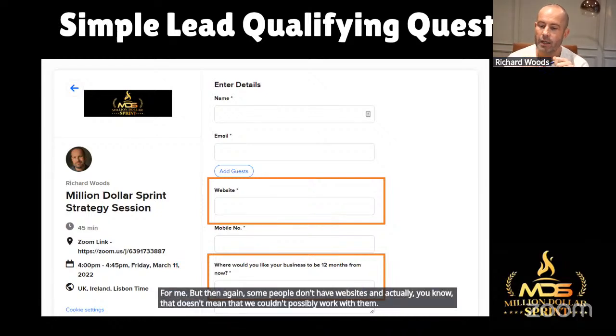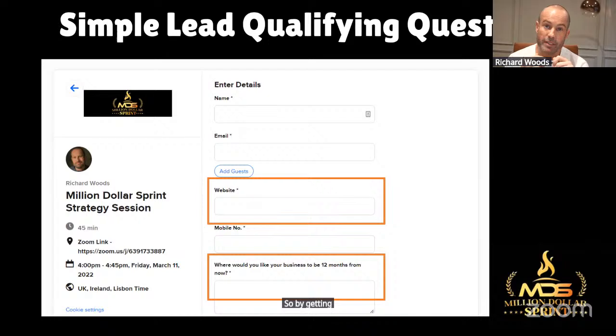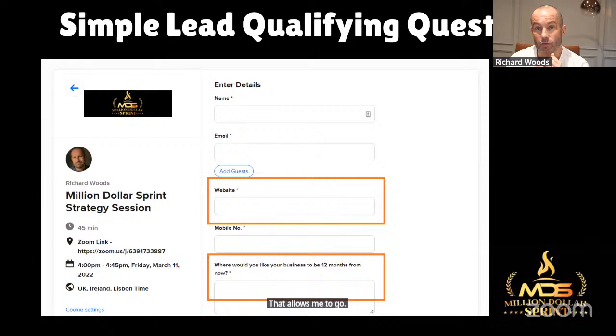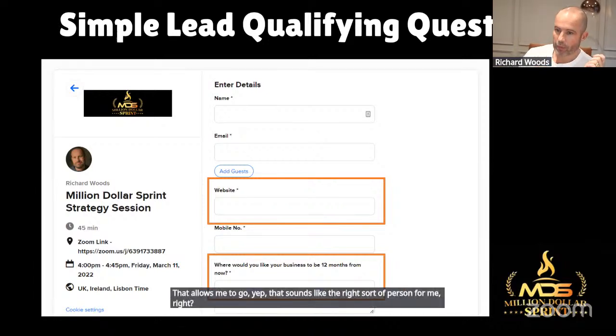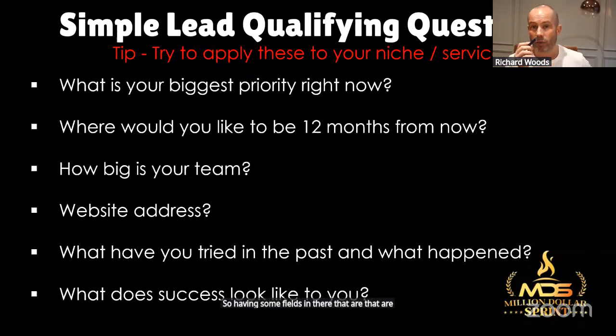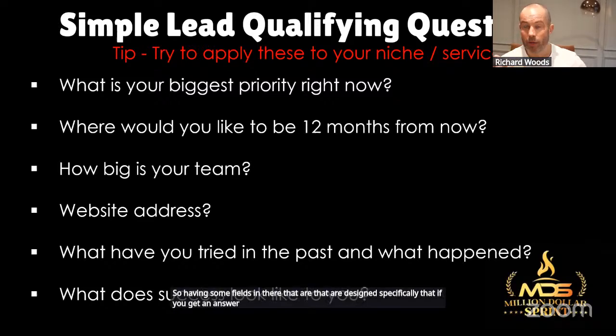So by getting an understanding of where they'd like their business to be 12 months from now, that gives me a really great understanding. Say they've got a website and they've got ambition to be somewhere in 12 months, that allows me to go, yeah, that sounds like the right sort of person for me, right? So having some fields in there that are designed specifically so that if you get an answer from the person who books it, you can very quickly remove it.